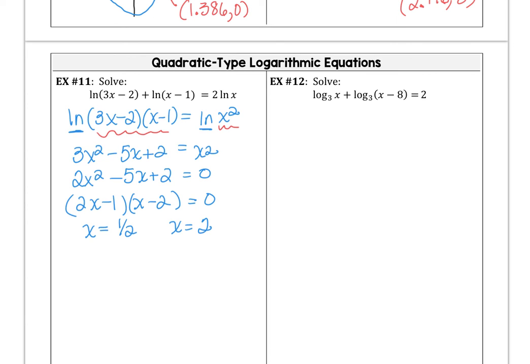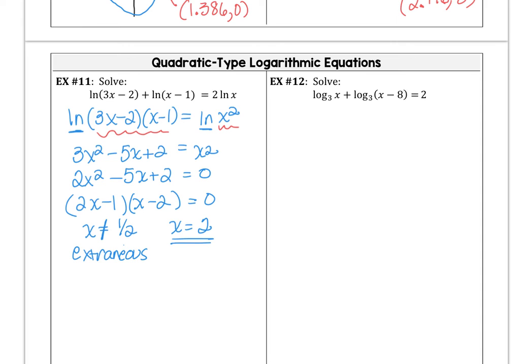So we've got to go back and check. It looks like we can't substitute 1/2 into this second term. That would be extraneous. It works okay in the other two, so this one is extraneous. And x equals 2 would be a valid solution for all three terms. That's our only solution.